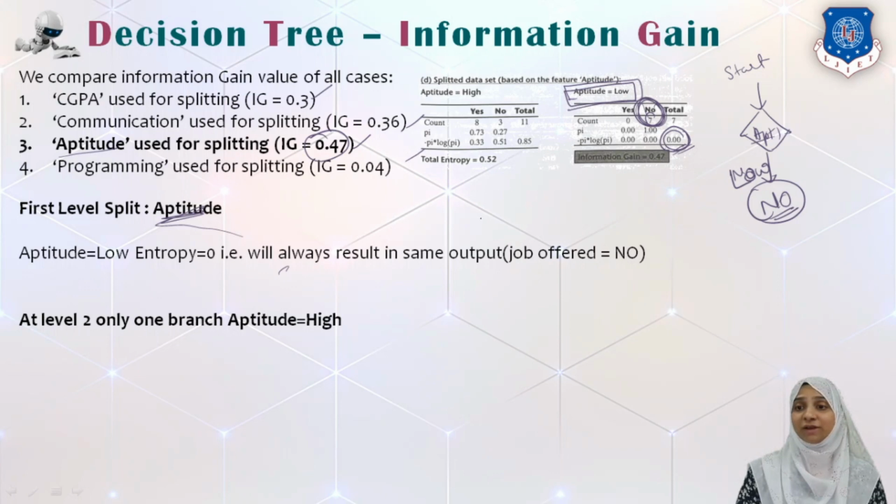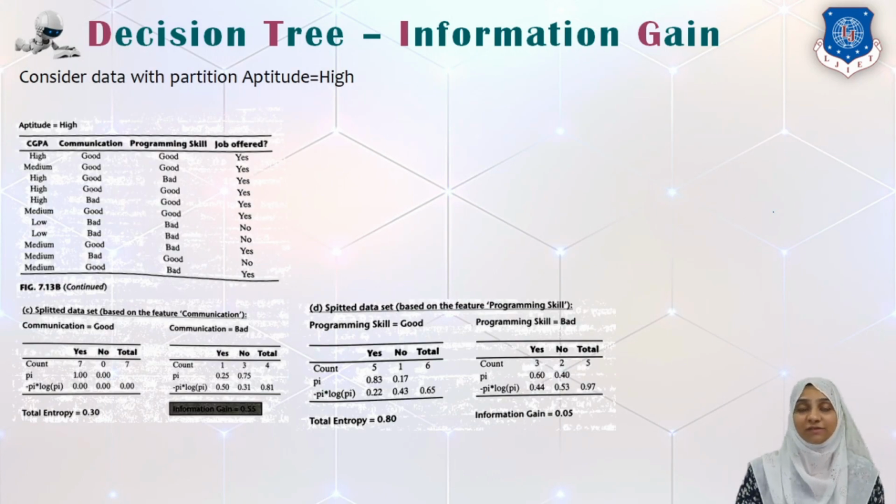What will be the classifier label? That can come from the count of that particular attribute. I can see that if aptitude is low, entropy is 0, that means it always results in the same output, that is job offered is no. Now at level 2, we have only one branch to work with, since aptitude can have only two values, low and high. So we have to work with high only, because no is our classifier or leaf branch.